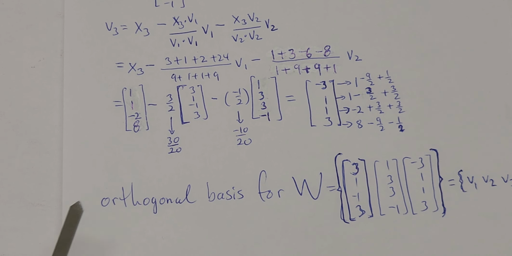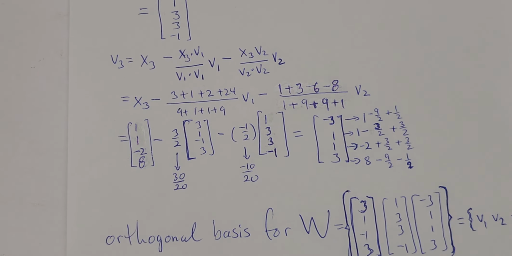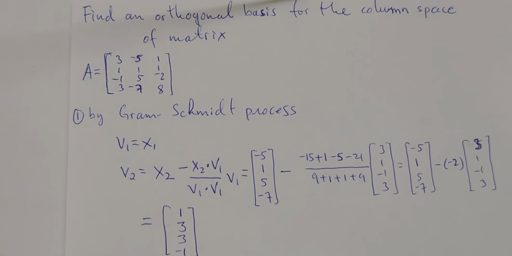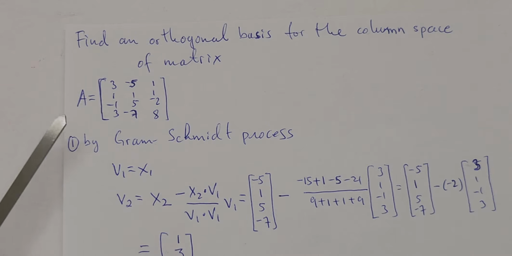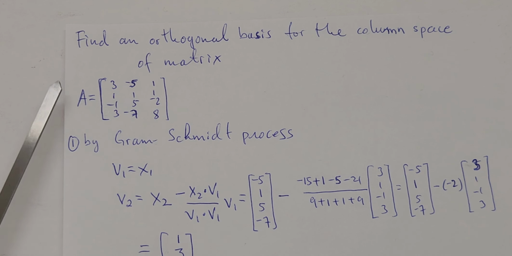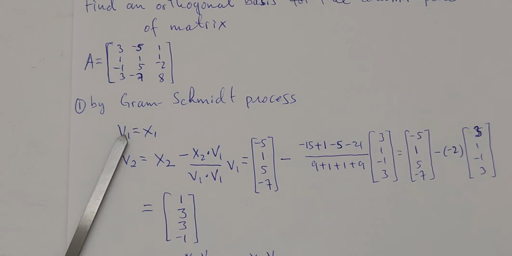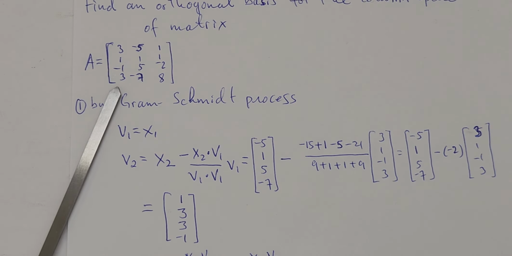Okay, so now this is the orthogonal basis for V1, V2, and then V3. So this is the orthogonal basis that we are looking for, okay, for this matrix A. Again, using Gram-Schmidt process to find the orthogonal basis for this matrix A. Okay, so one more time. V1, it's already done, so no calculation. So we just take column 1.